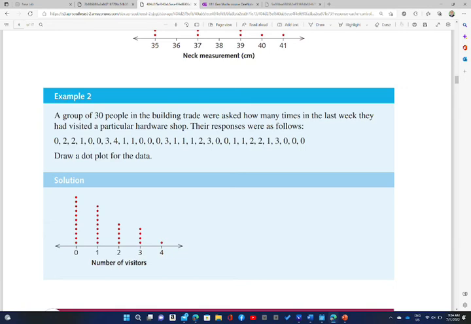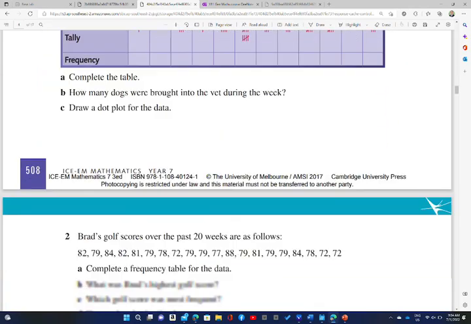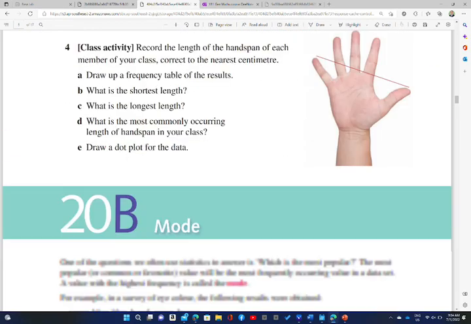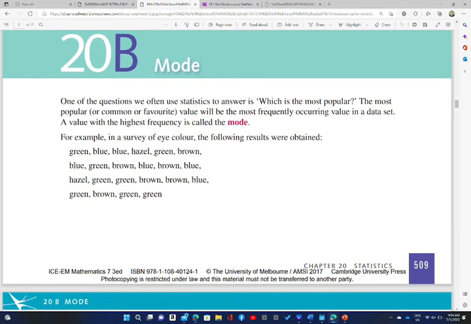How many people went 0 times? You just have to count them up. So do you see some limitation there, right? You'd have to count up all those dots to find out. Okay? So dot plot's something you've done before. It's all good. So we're going to move on into some statistical measures.